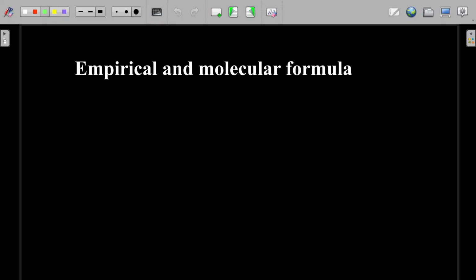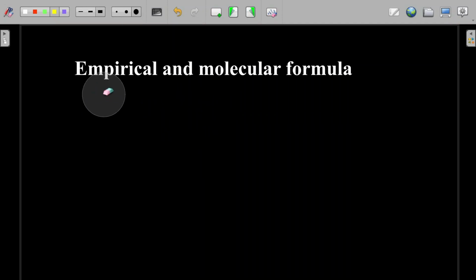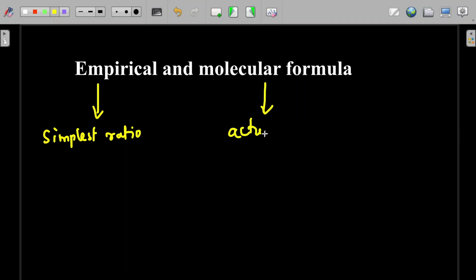Empirical and molecular formula. First of all, you should know the difference. Many of you have written a wrong answer in the previous question paper. What was asked? What is the empirical formula of ethine? Options were C2H2 and CH. Some people wrote C2H2. Empirical formula is always a formula which has the simplest ratio between the combining atoms, whereas molecular formula will give you the actual ratio between the combining atoms.